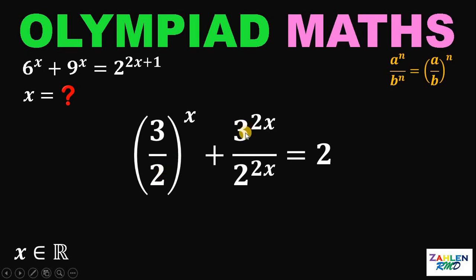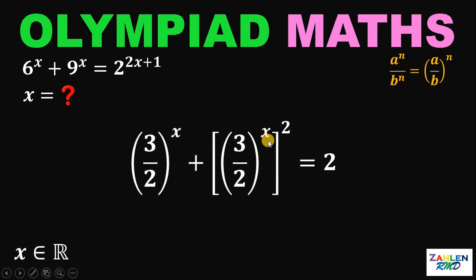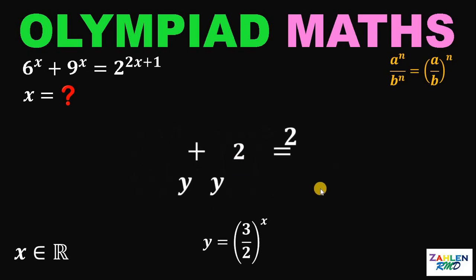Now take note that we have also 3 and 2 on the second term. So let's simplify this. This can be written as 3 over 2 raised to 2x. Again, this expression can be written as 3 over 2 raised to x raised to the power of 2. Now we have the same term, 3 over 2 raised to x. So let's have another variable y, which is equivalent to 3 over 2 raised to x. Therefore, this expression can be replaced with the variable y.